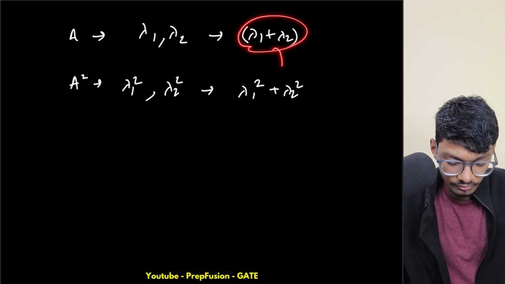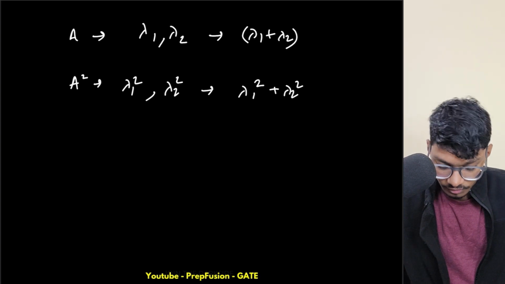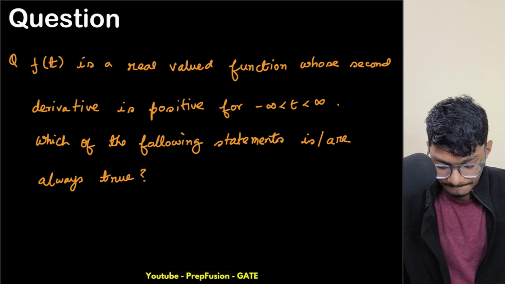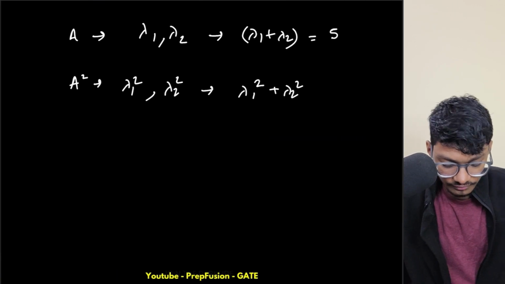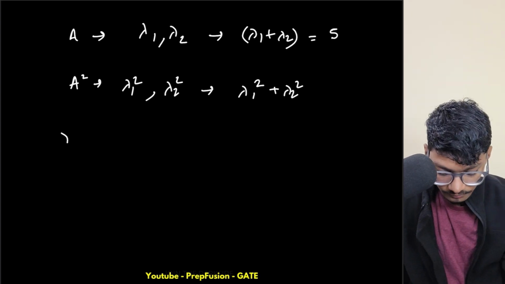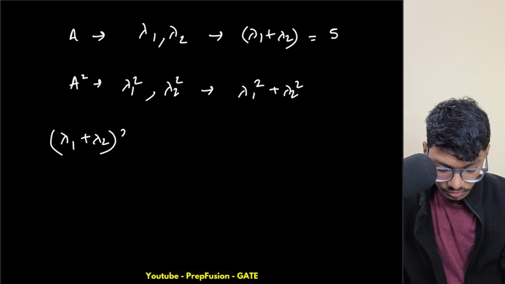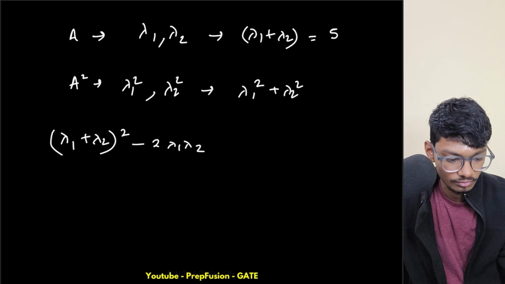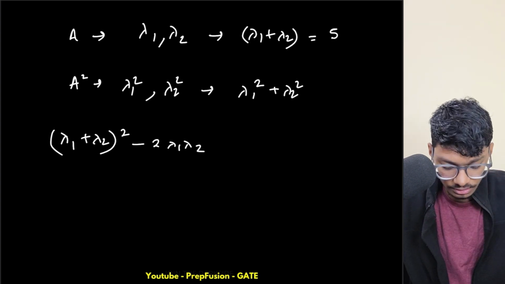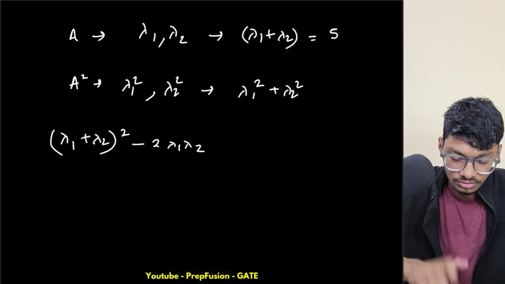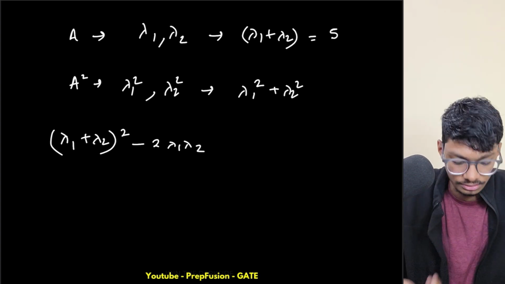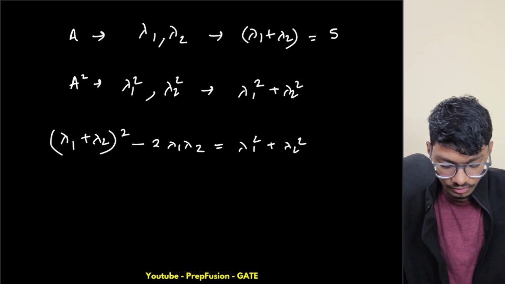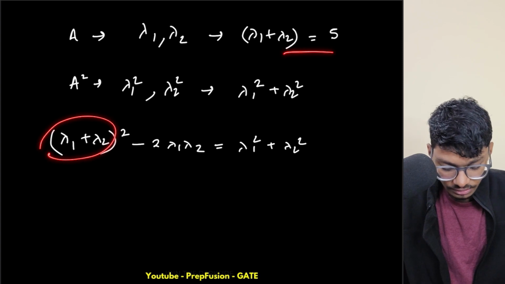Now from here we have to get to here. We know this value: this is the trace of A itself, which is 5 in this case. Now we can simply use the relation that lambda 1 plus lambda 2 whole square minus 2 lambda 1 lambda 2 equals lambda 1 square plus lambda 2 square. If you don't want to compute the square of the matrix, you can do it like this also, because this may come in handy in some other question.